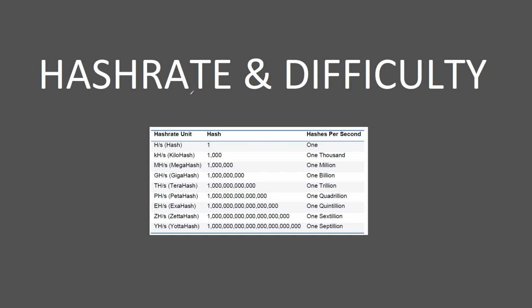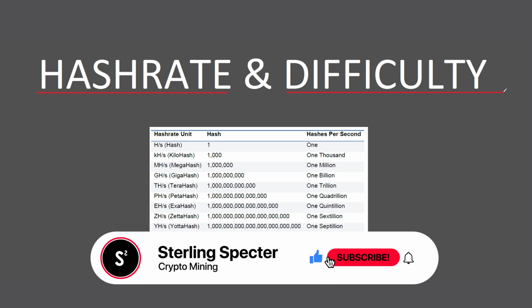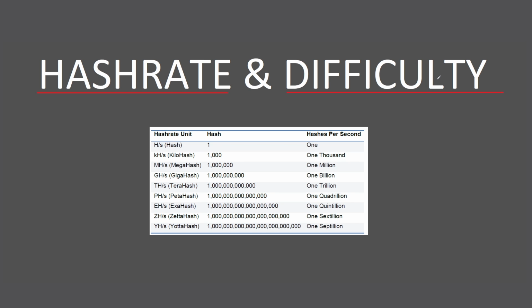Today in the Crypto Mining 101 series, we're going to be going over hash rate and difficulty. These are two metrics that we look at within cryptocurrency mining, basically to figure out if it's profitable to mine, because it links in terms of more people on the network means it's less profitable, because the hash rate and difficulty is higher, but we'll get into that later on in the video.